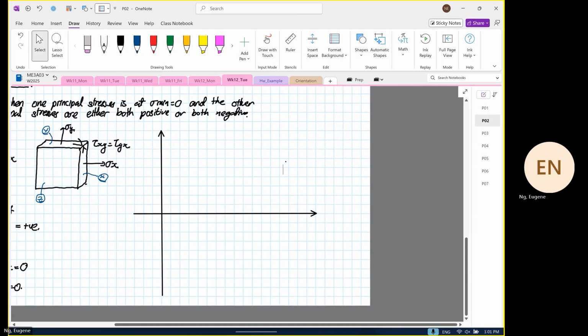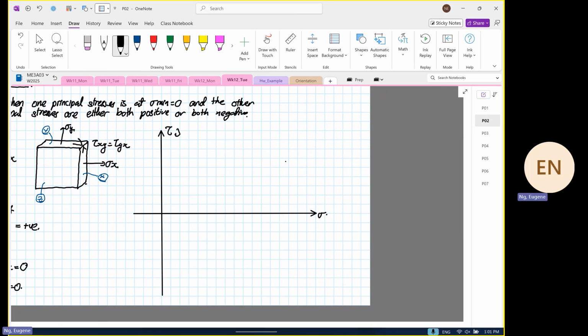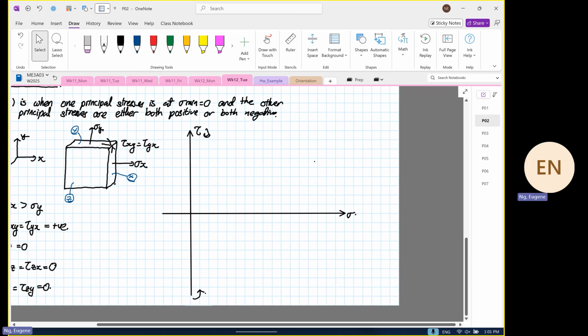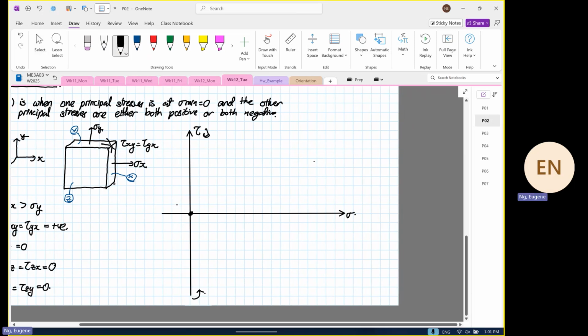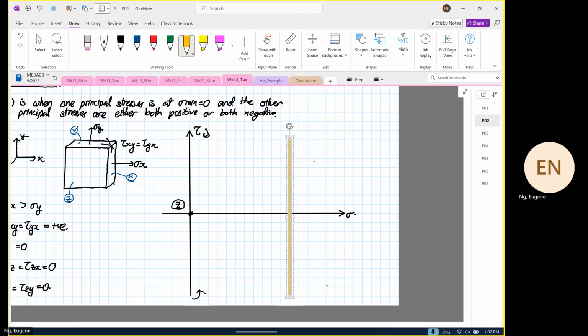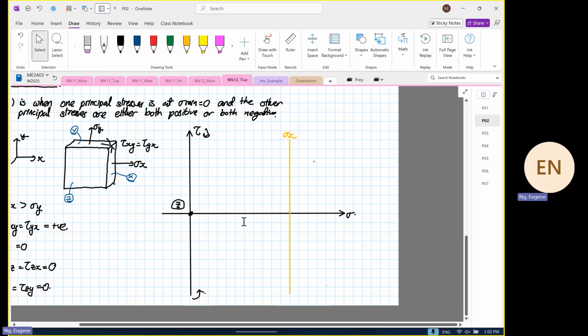So we know that this is our normal stress. Shearing stress, element rotate clockwise, element rotate anti-clockwise. Okay. So what we know that over here, this is our point what? Our point Z. Okay. Then I'm going to sketch that this is our point X. And then we have our Y.